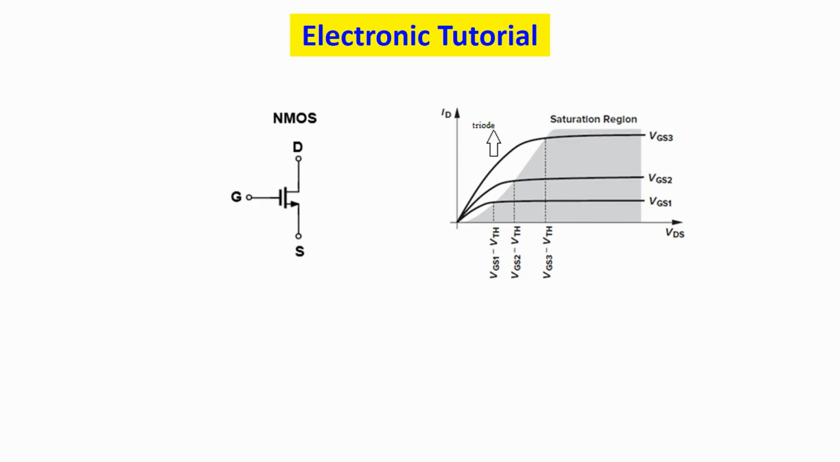This is Ehsan, and in today's video we're going to talk about IV characteristics of this NMOS transistor. This is an NMOS transistor, and here this is the IV characteristic that we're going to look for: the drain current versus drain source voltage of this device.